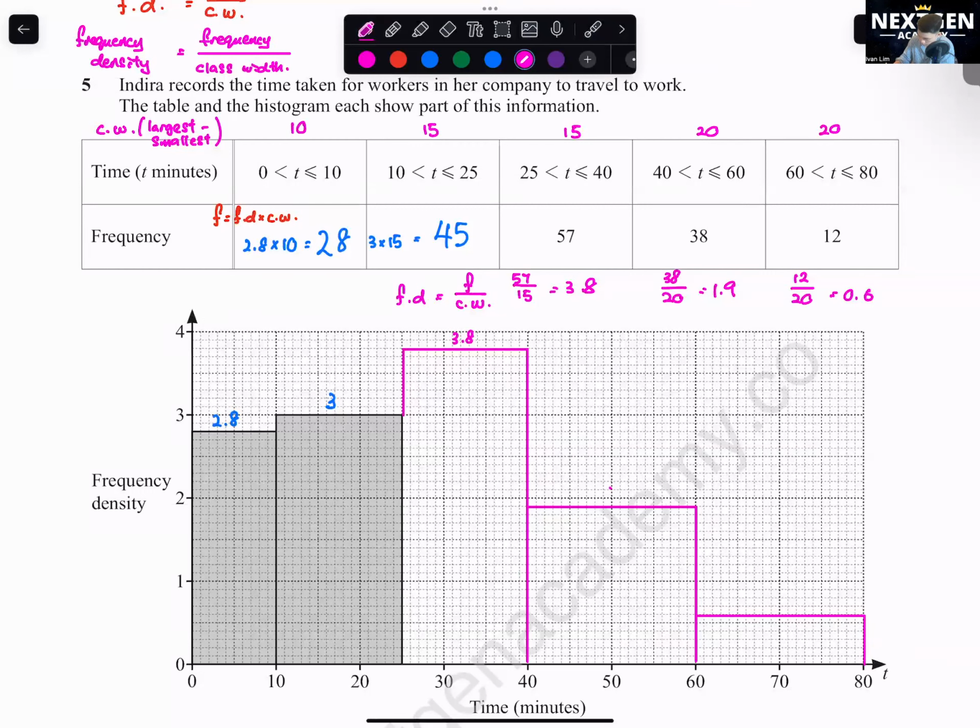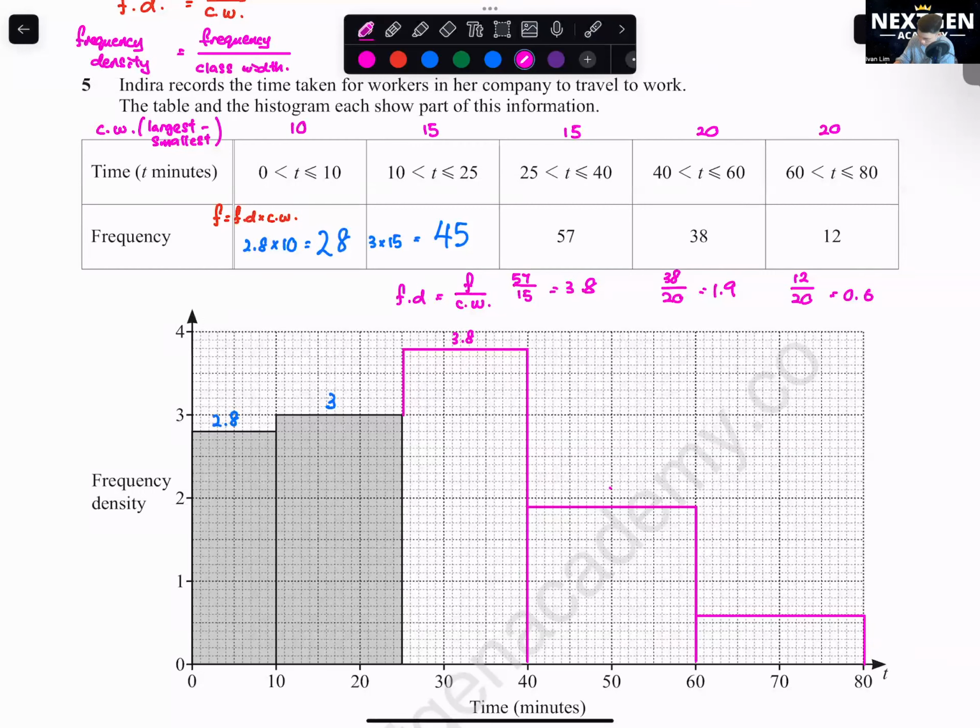Next one, they say calculate an estimate of the mean time. For mean, we need to find the midpoint. Just now Chloe said which one is midpoint, right? Sum of fx over sum of f. X over here is your midpoint. So you need to take all the frequency multiplied by midpoint. Histogram questions have quite a number of formulas. Don't get confused. Some use class width, some use midpoint. Whenever you see X, it is midpoint.